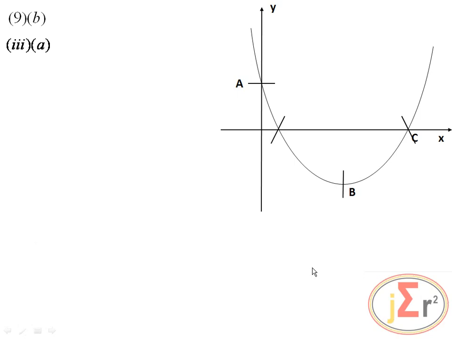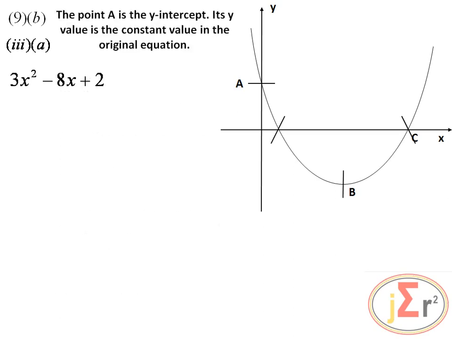A sketch of the graph of g of x is shown right there. We need to state the y-ordinate of A. So there we have our expression. We need to state the y-ordinate of A. The point A is the y-intercept, where the curve crosses the y-axis. And what do we know? Its value is a constant value in the original expression. So there is our original expression, and there is a constant value.